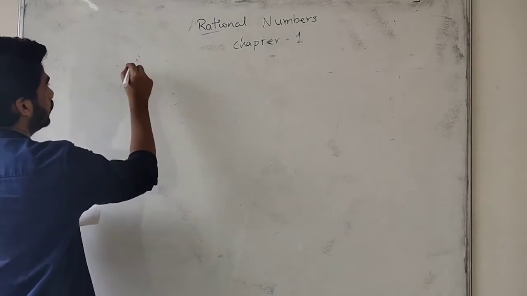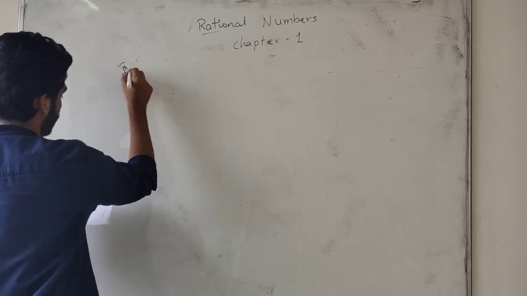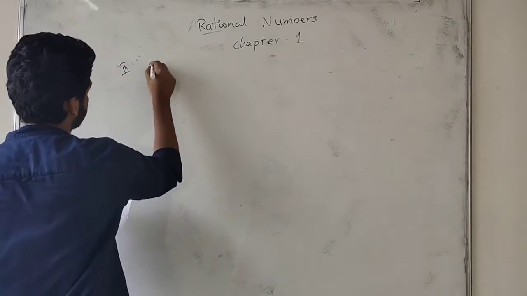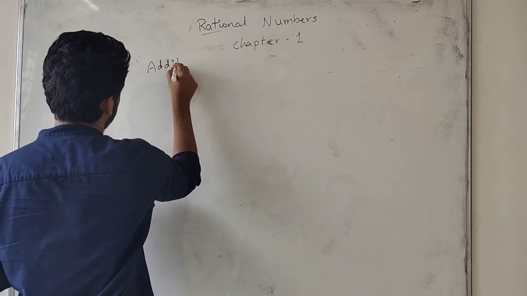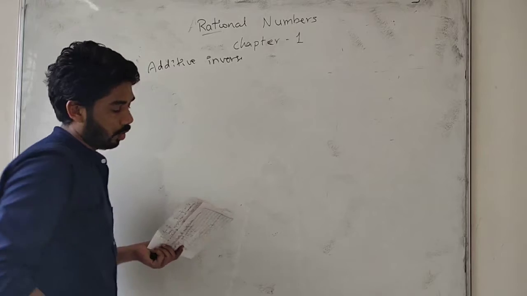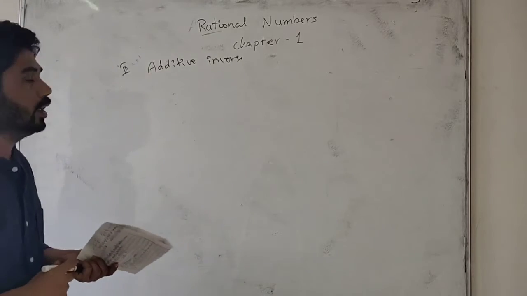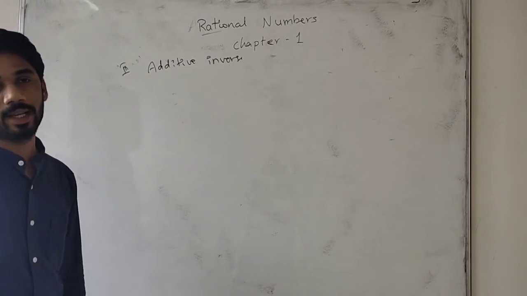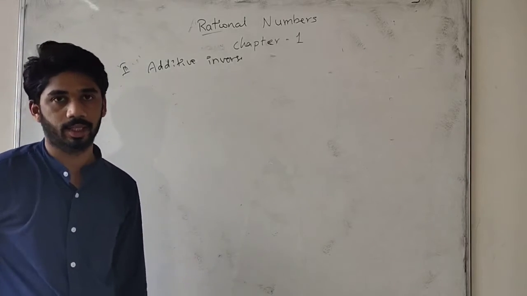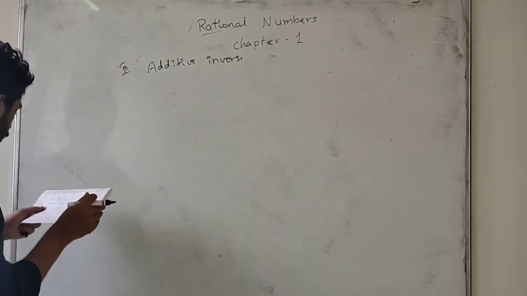So next one, the second part. In this question, we are going to do additive inverse. I have taught you additive inverse in the previous one. It is nothing but the changing of the sign. If a plus sign is there, we have to change the sign and write it as minus. It is very easy.